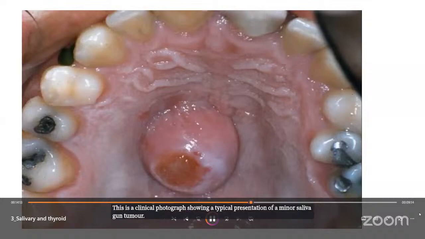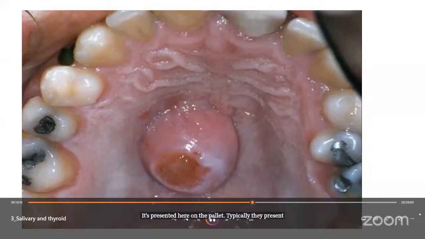This is a clinical photograph showing a typical presentation of a minor salivary gland tumour. It's presented here on the palate. Typically they present towards the area of the junction of the hard and soft palate. This one's well circumscribed. It's got a little bit of ulceration on the surface, which is secondary to trauma, but the diagnosis here is a pleomorphic adenoma. We're not going to discuss minor salivary gland tumours any further, because in terms of macroscopic management, you would follow the guidelines for oral cavity.